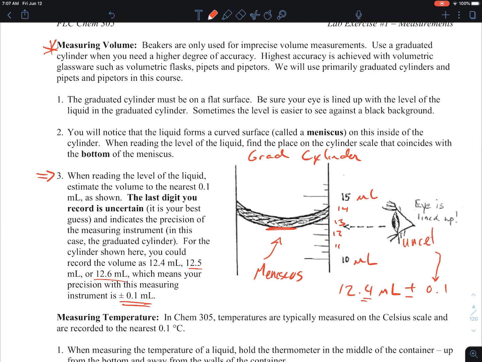The uncertainty is this last, this plus or minus 0.01.